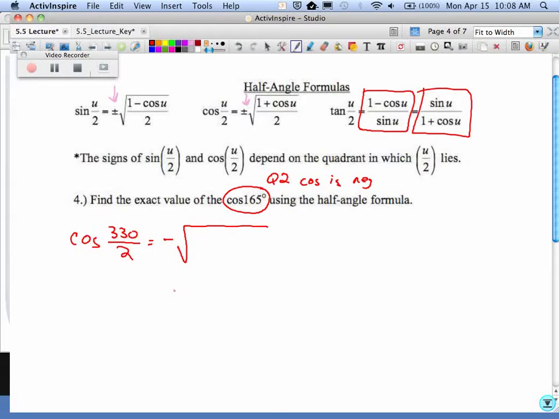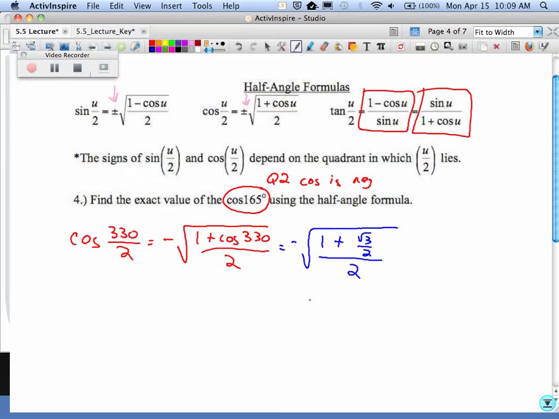What should cosine 165 be? Positive or negative? It should be negative. So I do 1 plus cosine of the angle that's on top divided by 2. So notice, whatever angle you put on top is what's used in the formula. What is the cosine of 330? It's root 3 over 2. Cosine of 330 is positive root 3 over 2. So that's what we're left with.